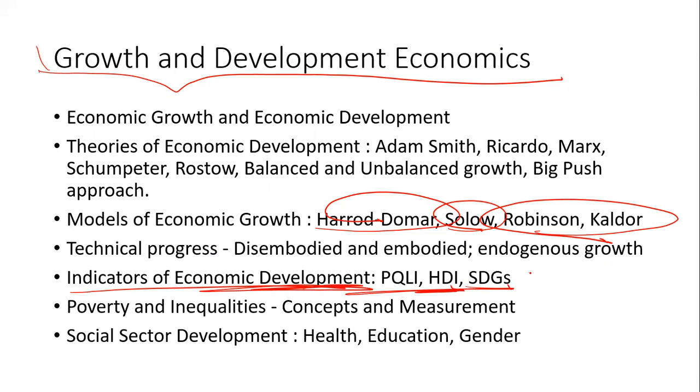Now you have to understand that poverty and inequality have various indices, okay? For example, absolute poverty, relative poverty, then poverty gap ratio, then you have different ways of calculating poverty and inequality. What is Lorenz curve? So we're going to talk about all those factors also.